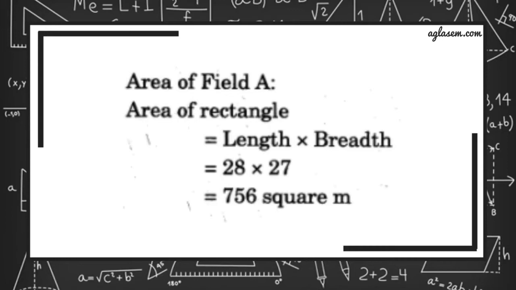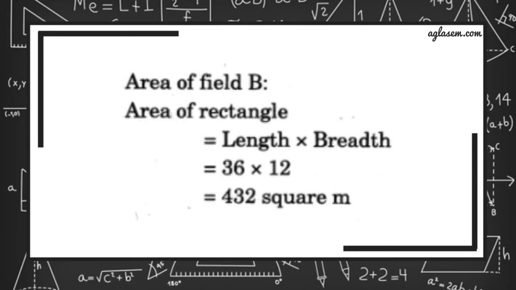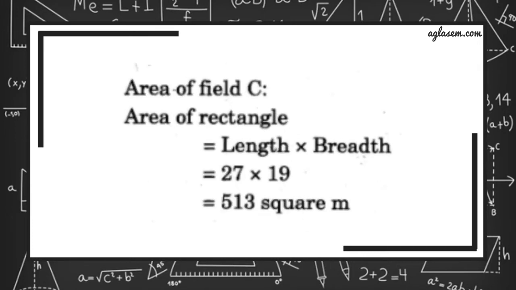Further, let's talk about Field B. Here, area of rectangle we have length into breadth, that is 36 into 12, which will give you 432 square meter. Further, Field C is area of rectangle, we know that length into breadth. So length we have 27 and breadth we have 19. Applying the formula, that is multiplying both, we will get 513 square meter.